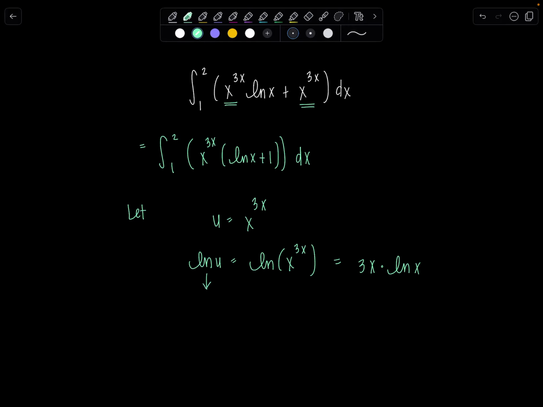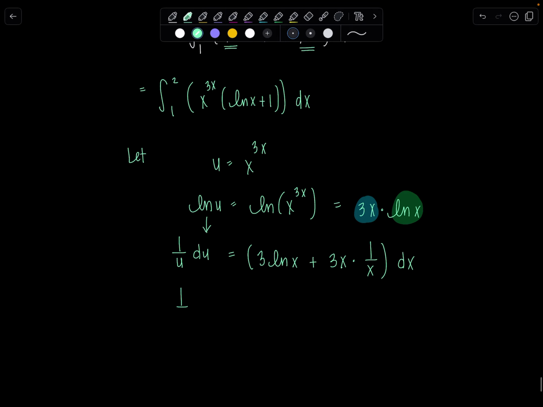Now let's go ahead and differentiate both sides. So derivative of natural log of u is 1 over u du. And then when differentiating 3x times natural log of x, we need to use the product rule. So derivative of 3x is 3. Leave ln of x alone. Plus, now leave 3x alone. Derivative of ln of x is 1 over x. And then we still have dx over here. So this simplifies nicely. 1 over u du equals 3 ln of x plus 3 dx.